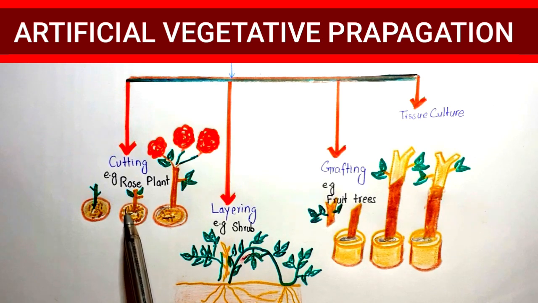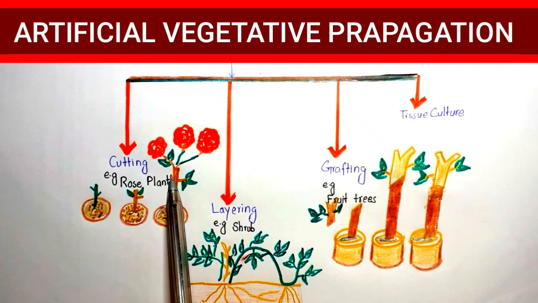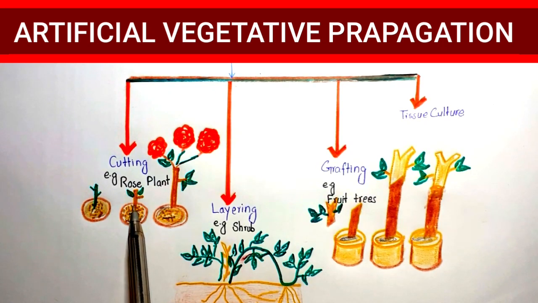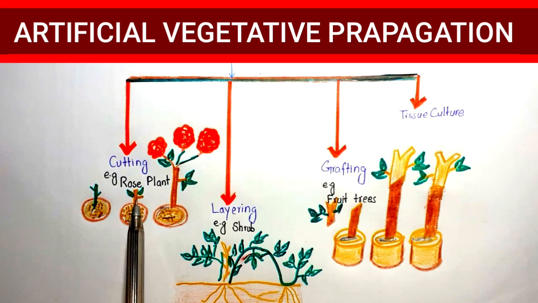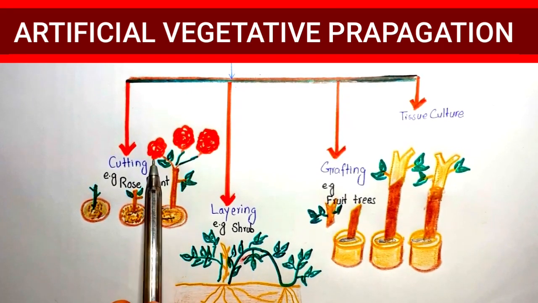This is the method in which a cutting is taken, maybe from stem branches or as leaf cuttings, but here we are talking about stem cutting, and the example is the rose plant. Many of you have seen rose plants in your gardens, and in this type of artificial vegetative propagation, a stem cutting from a rose plant will grow and form a new plant.